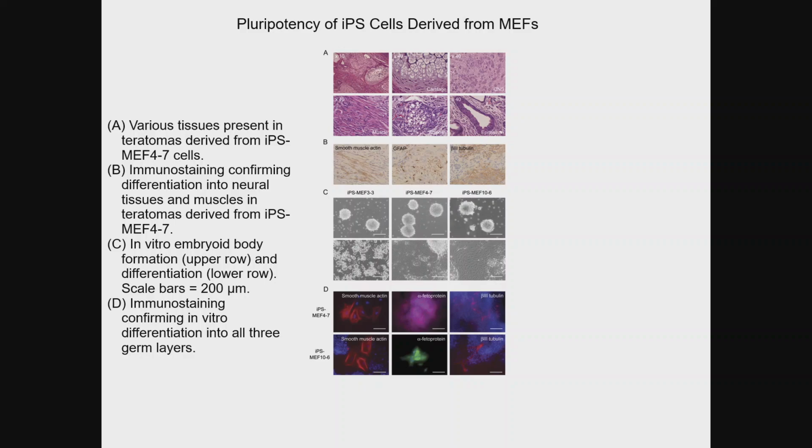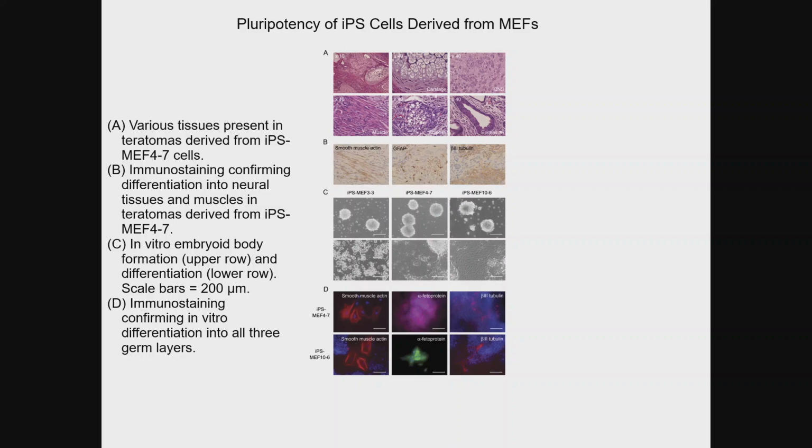Now, the big test is, okay, we generated this synthetically in the lab. This is something that didn't exist in nature. Can this generate a full organism? And for this, there are two main experiments that are done. One is called the teratoma test.